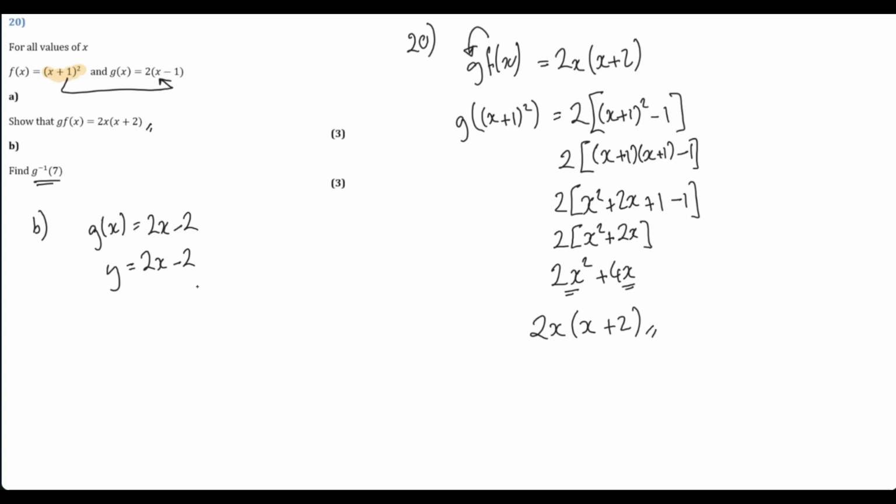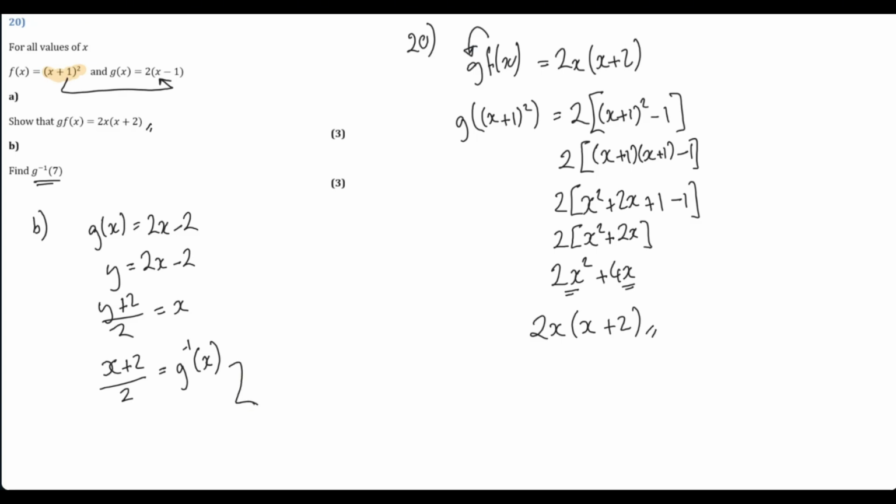And then what you want to do is rearrange for x. So (y plus 2) divided by 2 is equal to x. Next, what you can do is swap around y and x. So this would be (x plus 2) over 2. And if you notice now, this is actually the inverse of the original equation, 2x minus 2. So I've achieved the inverse, so g minus 1 of x.